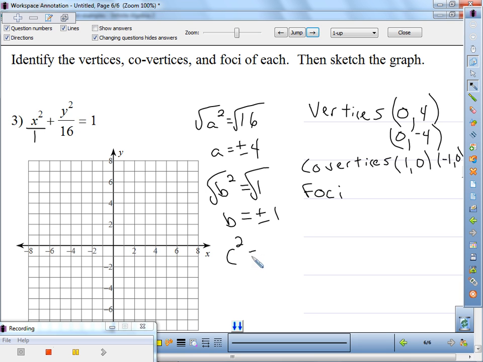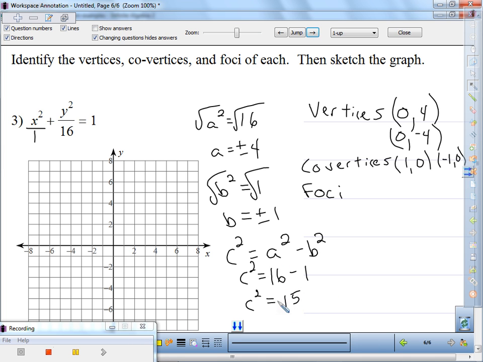And another one, c squared is equal to a squared minus b squared. Okay, so it's always going to be the 16 minus 1. It's always the larger one minus the smaller one anyway. So we end up with 15. Okay, and then we take the square root of both sides. So c is equal to plus or minus square root of 15. And you can't break 15 into anything else because that'd be 5 and 3. So we'll just leave it as plus or minus square root of 15.